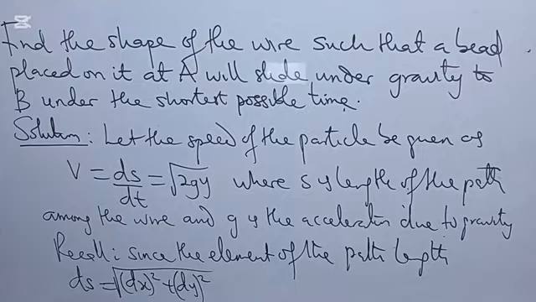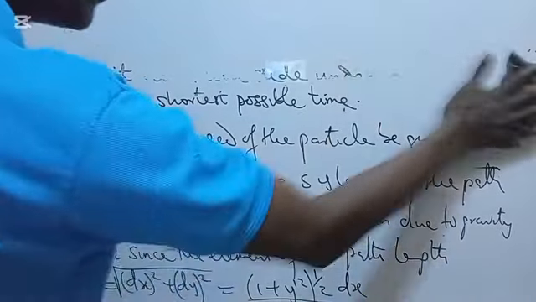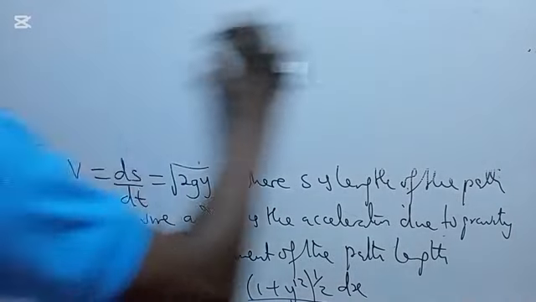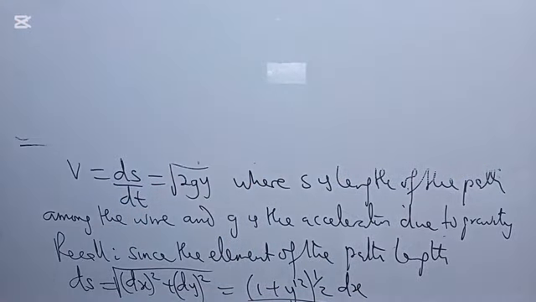Which eventually gives us, which we are already familiar with, 1 plus y prime squared, raised to half. Please, are we following? Can we see this clearly? Okay, so that is ds. We have established this before. That is the element of the path length. It's like arc length. You know, it's a curve. So the element of the path length is just that.